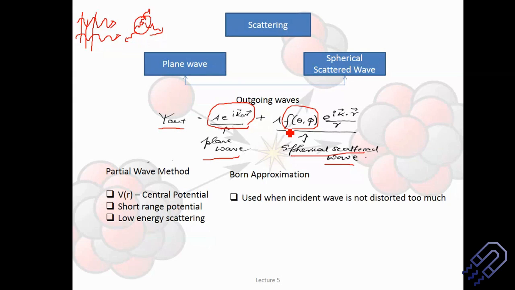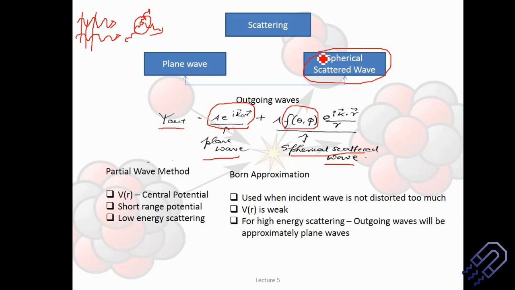What does the Born approximation say? The first point is that it is used when the incident wave is not distorted too much. You have a wave coming, hitting the target, getting deflected at a high energy. If it is coming slowly, the distortion will be more, and with distortion there will be more and more spherical scattered waves. So in the Born approximation, we are considering the plane wave more or less. And V(r), the central potential, is weak. But V(r) might not be central, because it might depend on the distance.